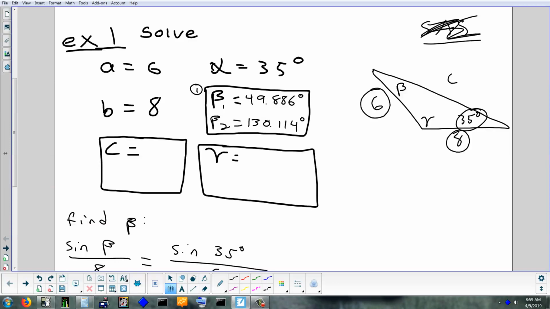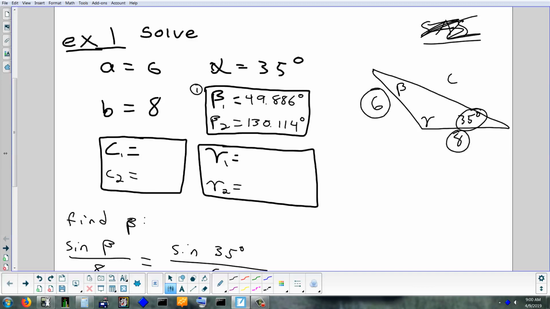Okay. Any questions on how we got that second answer, and then how we determine that it works? Now, beta has two solutions. So what else does that mean? Gamma's going to have two. And what else? C's going to have two. Yep, very good.